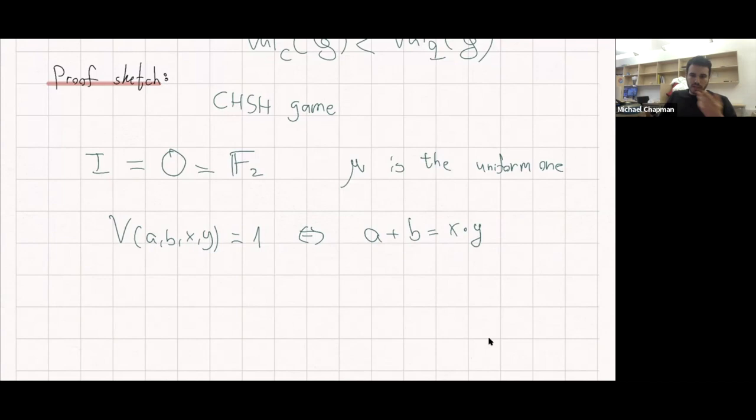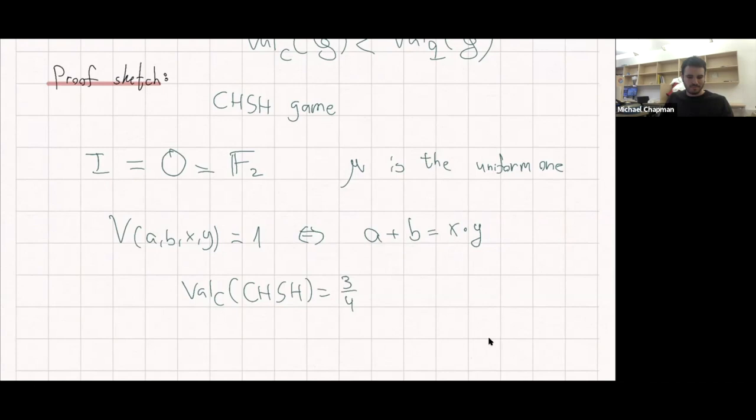Okay, so in this case, you can just do the check, the classical value of CHSH is 3/4. Now, you can take it as an exercise: what is the actual deterministic correlation that they use to win this game?